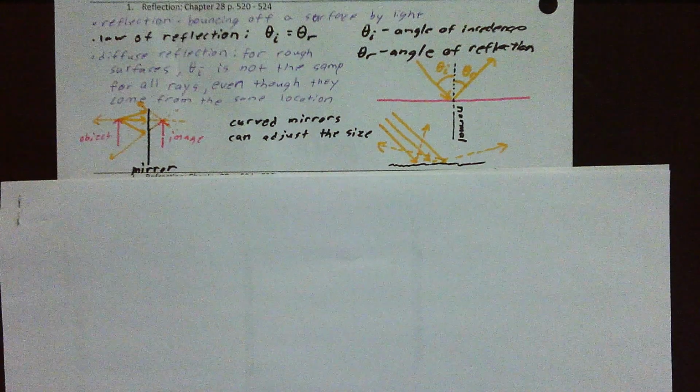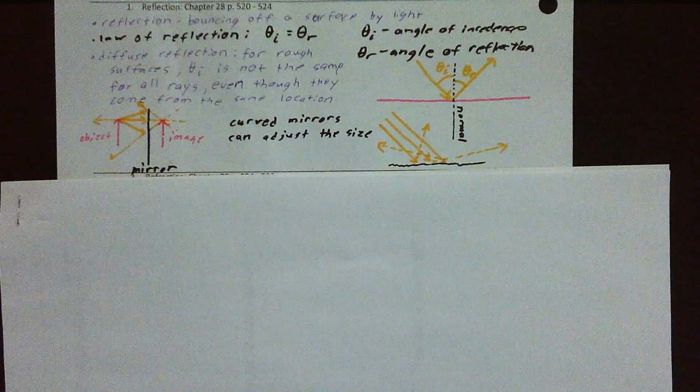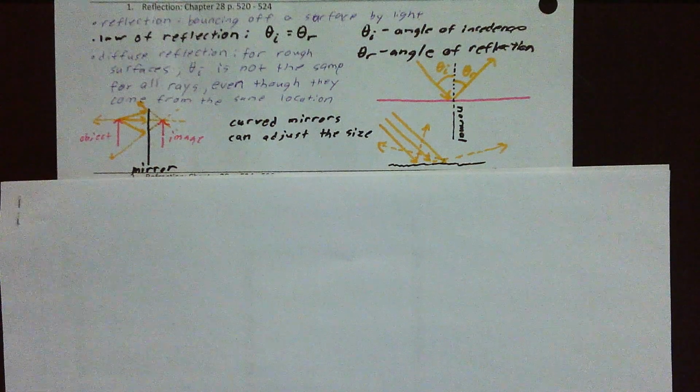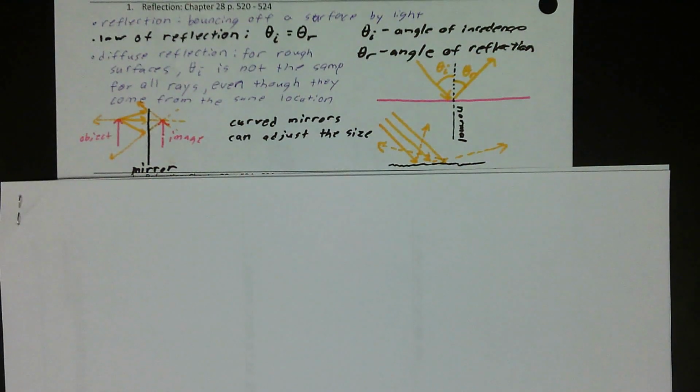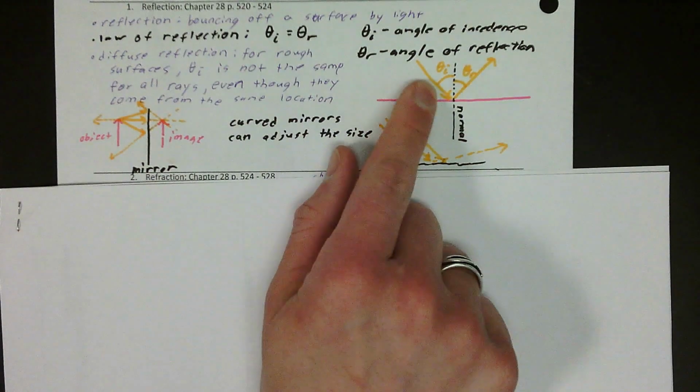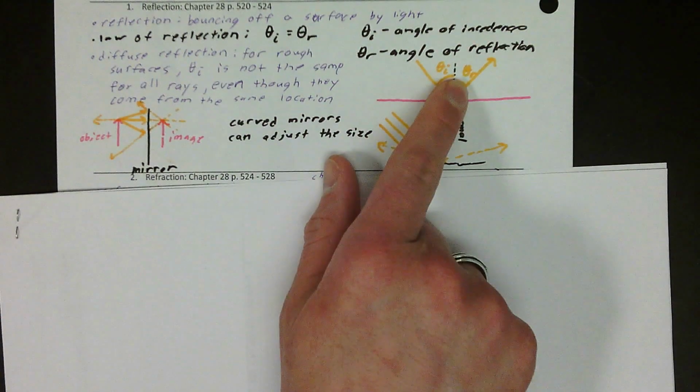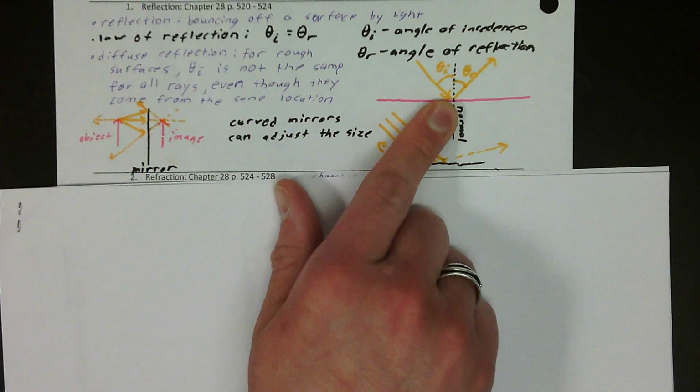All right. So a simple definition for reflection is that light bounces off a surface. The law of reflection is that the angle of incidence equals the angle of reflection. Theta I is the angle of incidence, theta R is the angle of reflection, and you can see I drew that here. Here's the angle coming in, and here's the angle going out, and those angles are equal to each other.